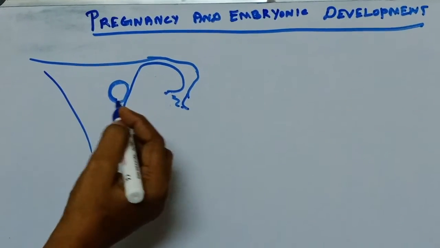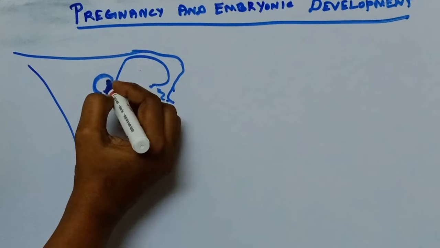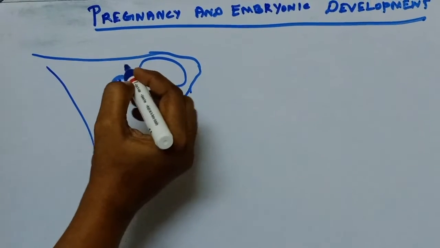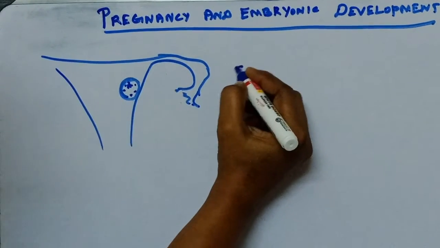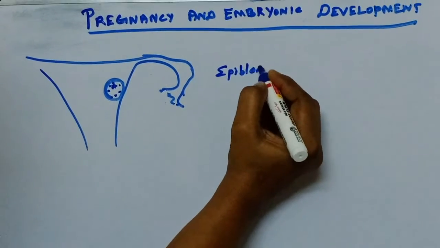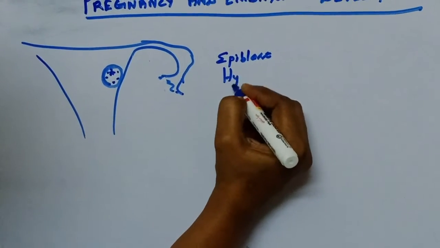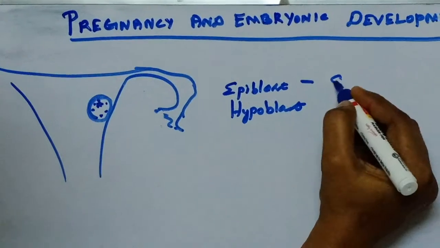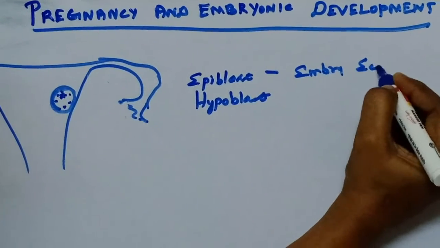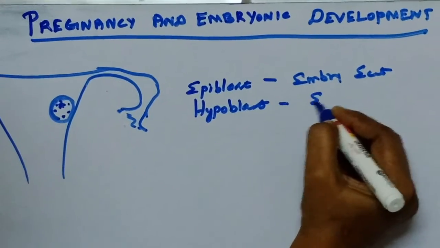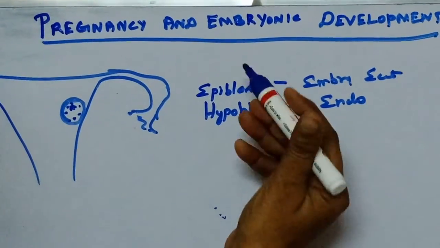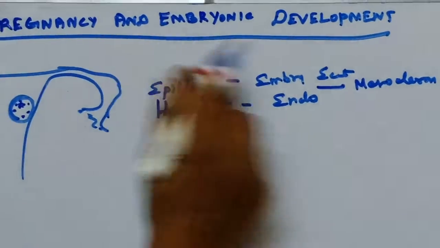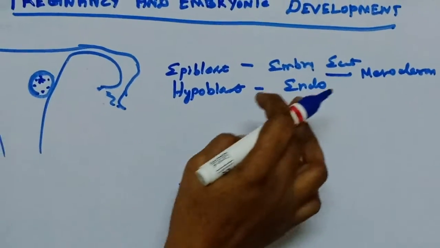You can see now. In the blastocyst, the trophoblast is found on the outer layer and the inner cell mass is found here. The inner cell mass differentiates into epiblast and hypoblast. The epiblast forms embryonic ectoderm and the hypoblast forms endoderm. In between the epiblast and hypoblast, mesoderm forms. So three germ layers are formed, that is ectoderm, mesoderm and endoderm.